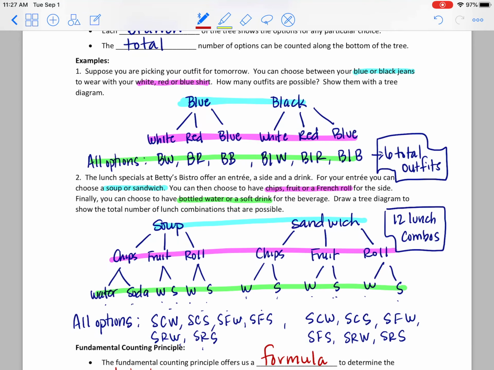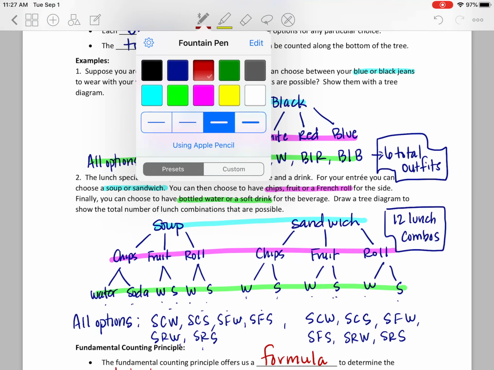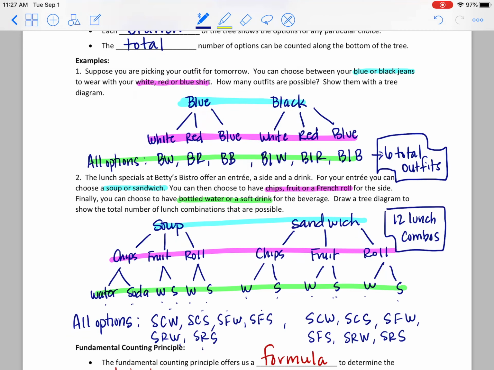So example 1, for our first option, we had to choose blue or black jeans. That was 2 total options. Second thing we were choosing was a shirt, and there we had 3 options. What the counting principle says is, if we just multiply the number of options in the first choice and the number of options in the second choice, we'll get the total number of options. And what is 2 times 3? It's the same 6 that we found at the bottom of our tree diagram.